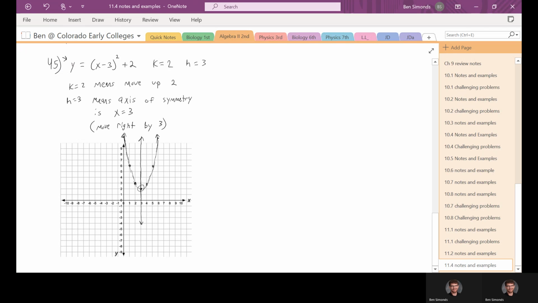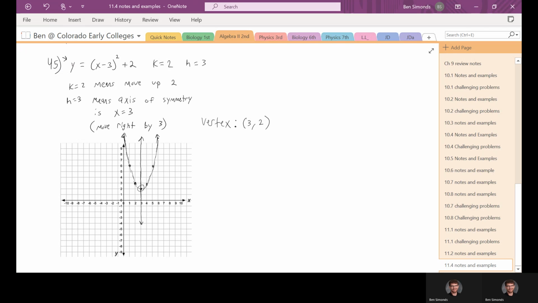So if we've moved up 2 and to the right 3, that means our new vertex is at 2, wait, nope, got that backwards, excuse me. It's at 3, because we moved to the right 3, comma 2, because we moved up 2. So you can use h and k here to figure out where our new vertex is. You use h to figure out where your axis of symmetry is. And it's pretty straightforward stuff.